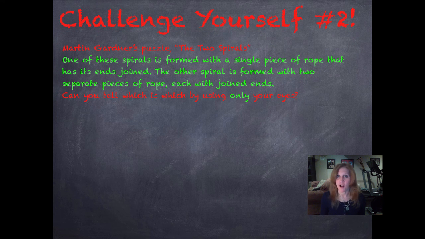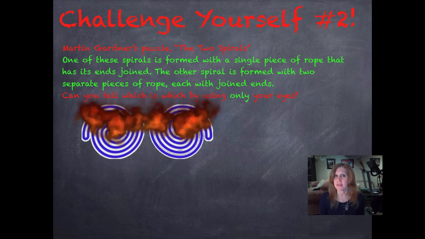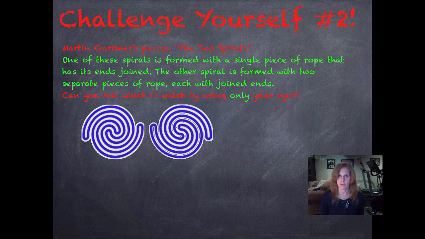Martin Gardner had a puzzle called the two spirals. One of the spirals, I'll show them to you, is formed with a single piece of rope that has its ends joined together. The other spiral is formed with two separate pieces of rope. They each have their ends joined together, not joined to each other, but joined to itself. Can you tell just by looking at it with your eyes, without touching it with your fingers or your pencil or anything, which is which? So, which one is the single piece of rope and which one is the double piece of rope? Make your prediction and then push play when you've figured it out.